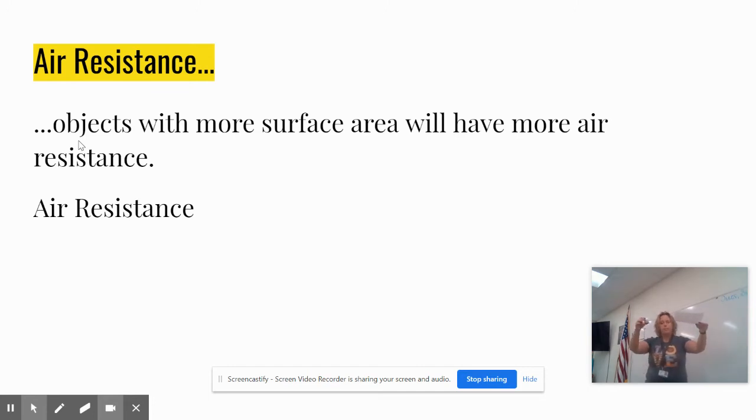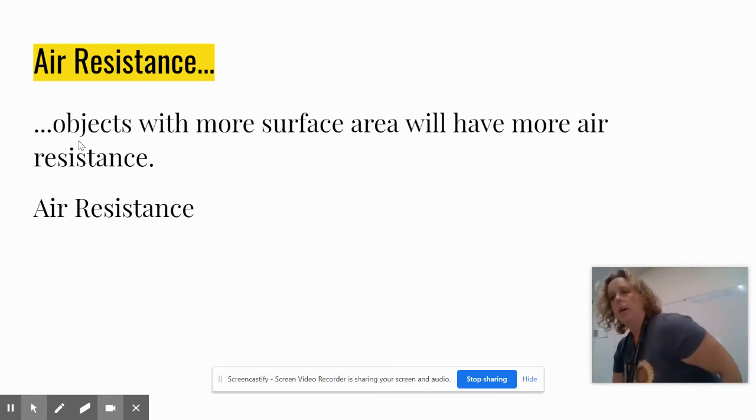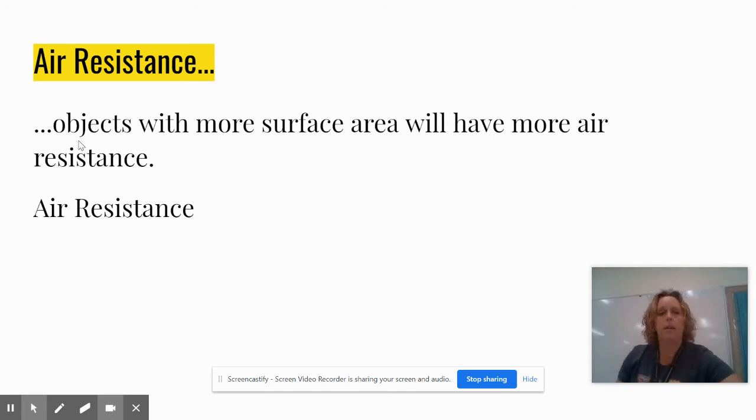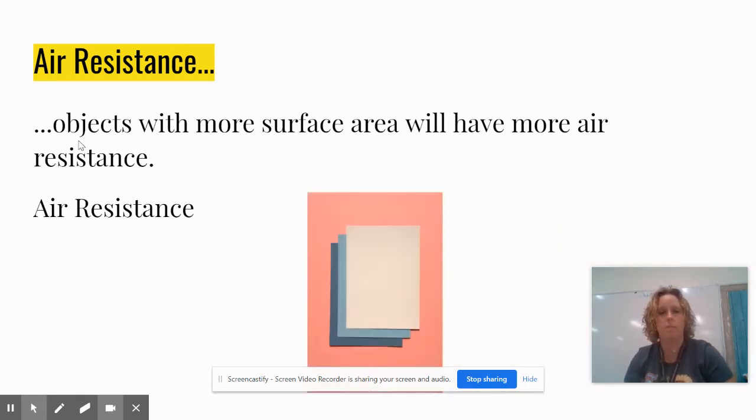Okay, if I take both of these, hold them at the same height, and drop them at the same time, which one is going to hit the floor first? Obviously the one that's wadded up. I'll pick those up in a second. And the reason for that is the one that is flat has more surface area, which causes more air resistance.